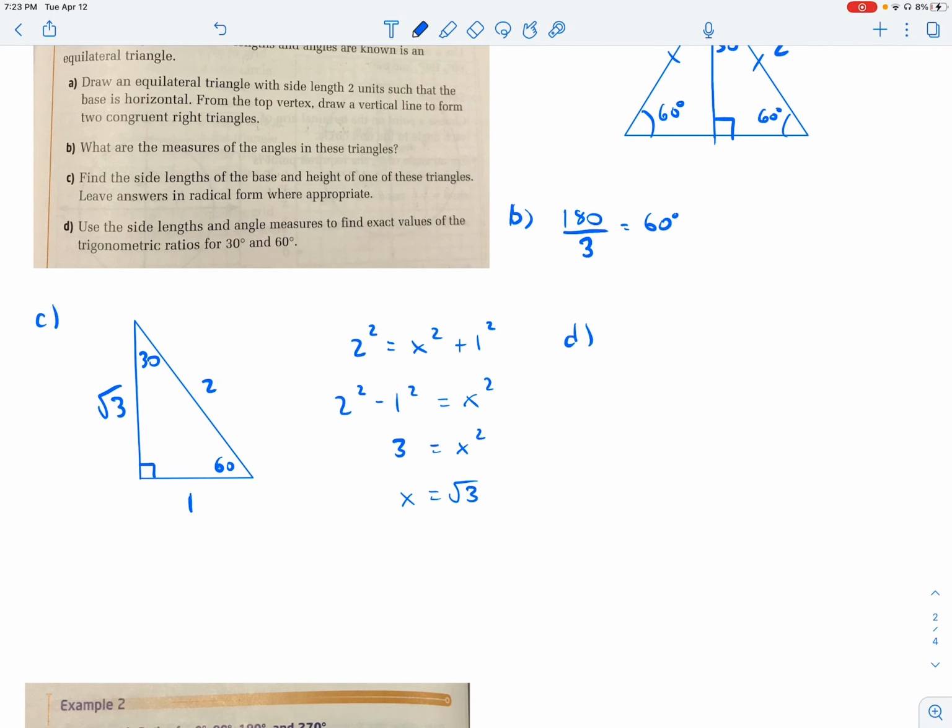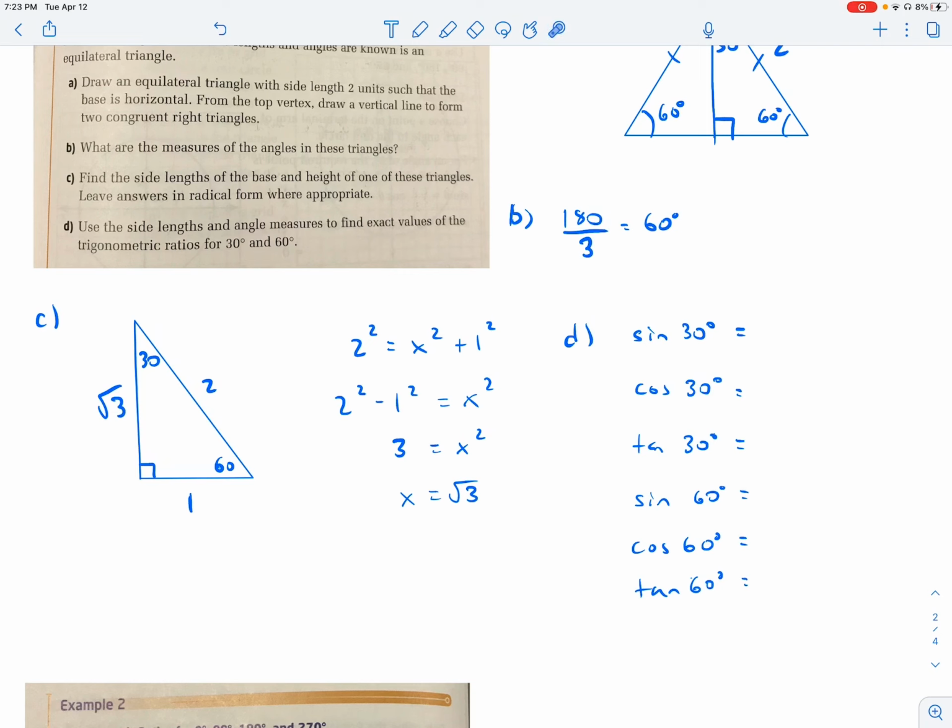Okay, part D. It says use the side length and angle measures to find the exact values of the trig ratios for 30 and 60. So we want to know what is sine 30, cos 30, tan 30, and then we want to do the same for 60: sine 60, cos 60, and tan of 60. So the cool thing is because we have that triangle, we can just use our SOHCAHTOA and we can get all the exact values for these trig ratios.